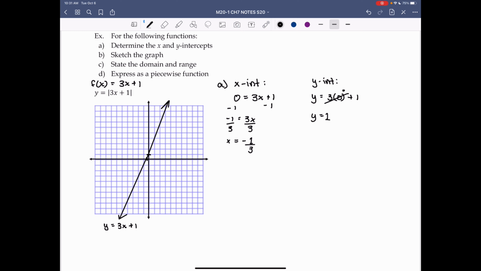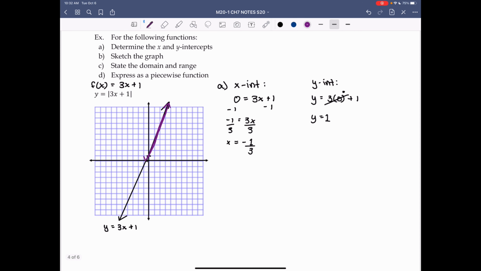Now we want to do the absolute value of 3x plus 1. So how does that look? Well, anywhere above the x-axis, our graph is the same. So our absolute value function is going to be on this portion of the original graph. Anything below the x-axis, which is this portion here, is going to get reflected up. So it's going to go this way. So quick sketch, something like this. This one is y equals absolute value of 3x plus 1.